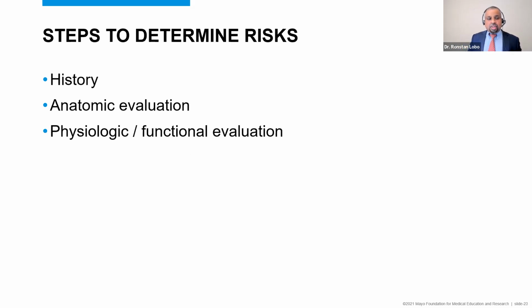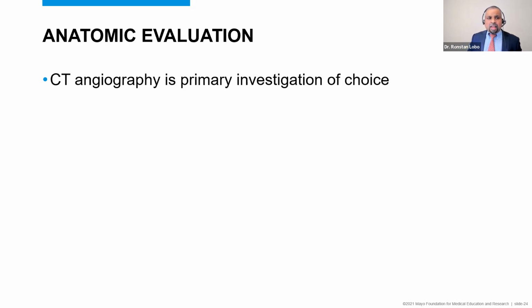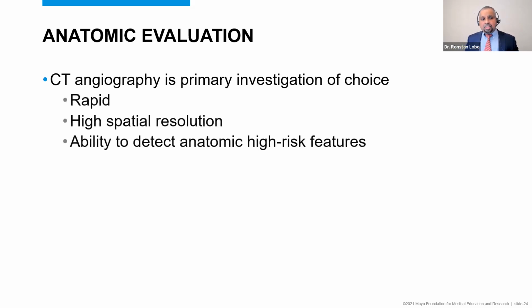The steps that we take to determine the risk: Number 1, we take a history. Number 2, we do an anatomic evaluation. And number 3, a physiologic and functional evaluation looking for ischemia. Now, when it comes to anatomic evaluations, CT angiography is the primary investigation of choice. It is rapid, has high spatial resolution, and has the ability to detect anatomic high-risk features.